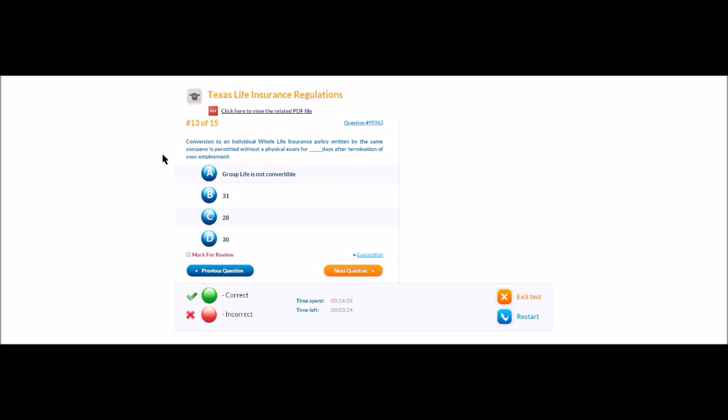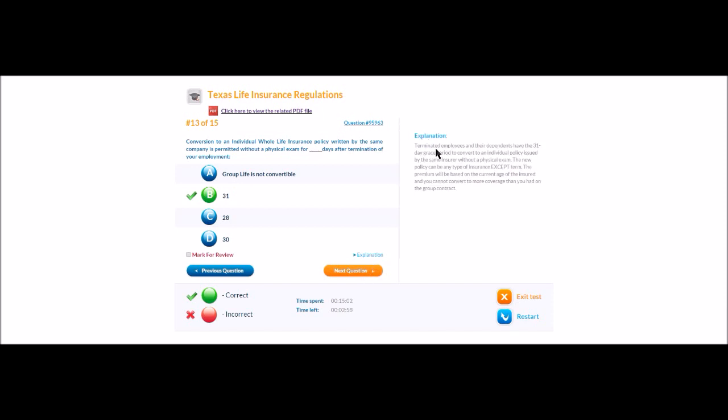Conversions to an individual whole life insurance policy written by the same company is permitted without a physical exam for blank. This after termination of your employment. A group life is not convertible. D31, C28, D30. Let's go 31. Okay. Explanation.